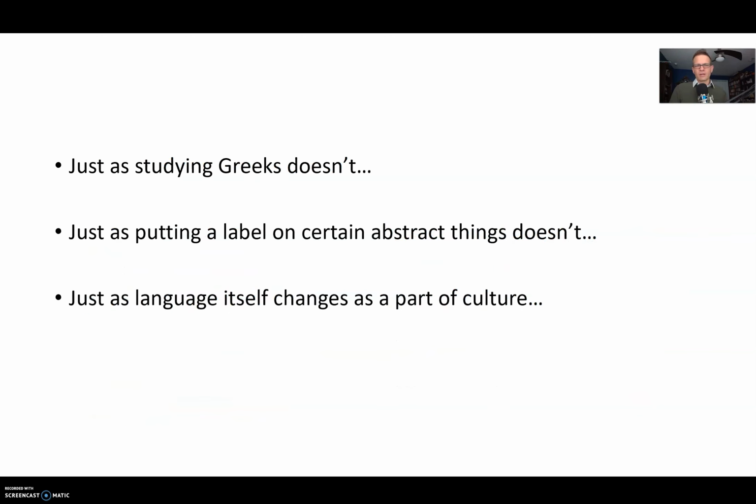Now, why am I beginning all of this with sex and gender? Studying Greeks doesn't make you Greek. Right? It doesn't change who you are. It means that you understand the Greeks better. Putting a label on things like irrational numbers and things like democracy doesn't change anything about you. It just means that we have labels on those things so that we can describe them and understand them. And language in a culture changes over time. It's just a natural part of the process.